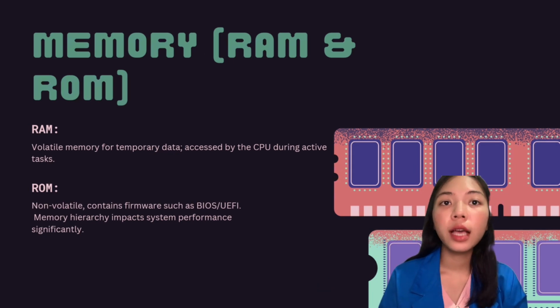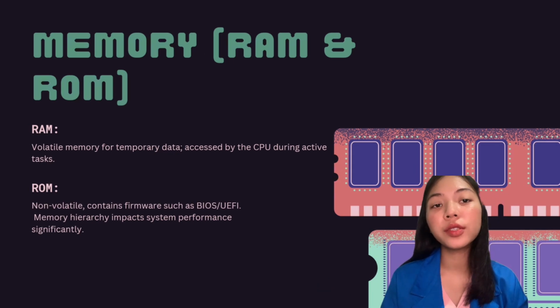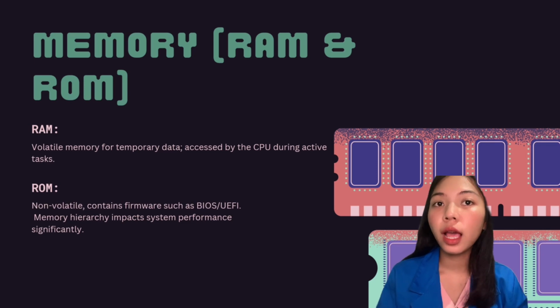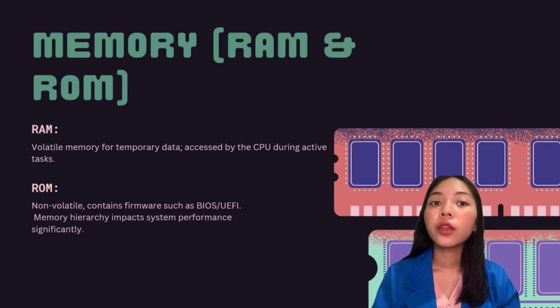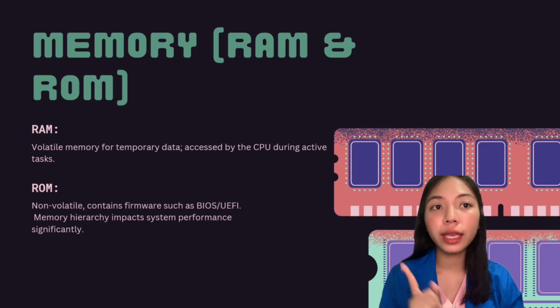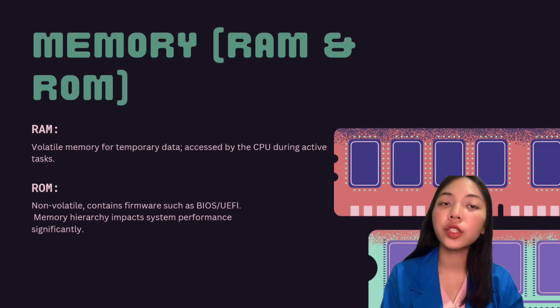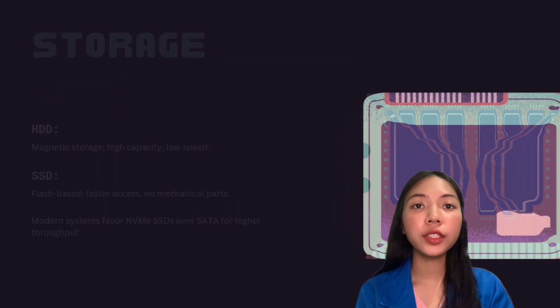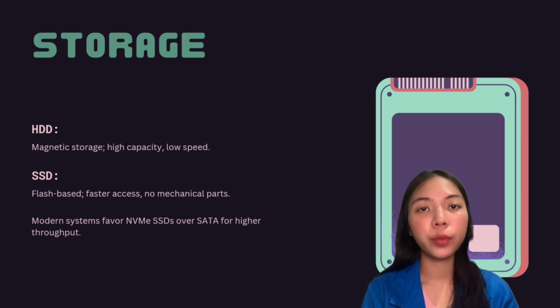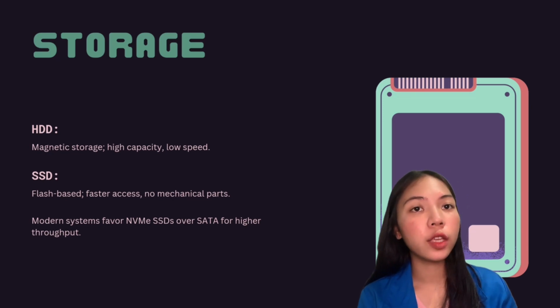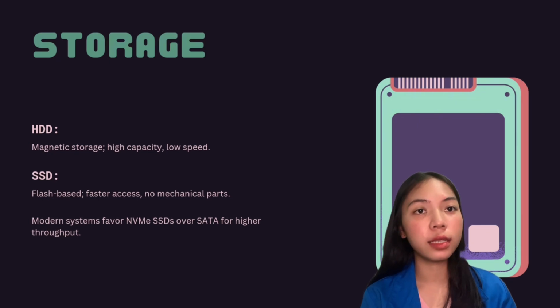RAM is fast, temporary memory used while programs run. ROM is permanent and stores essential firmware like BIOS or UEFI. Efficient memory access is crucial for system speed. HDDs are mechanical, SSDs use flash memory. NVMe SSDs provide faster throughput. We store data using HDDs and SSDs.